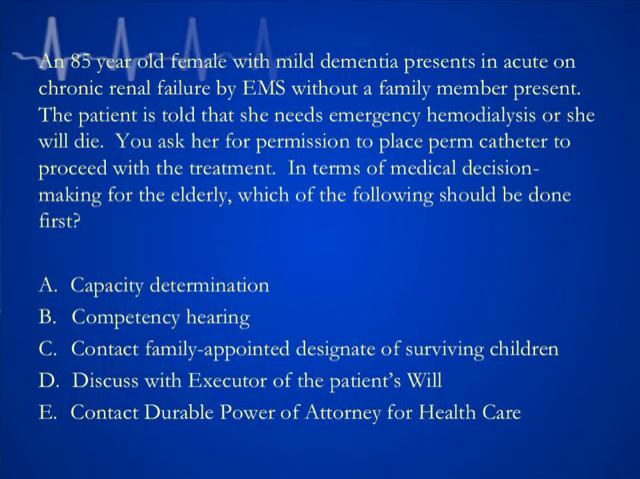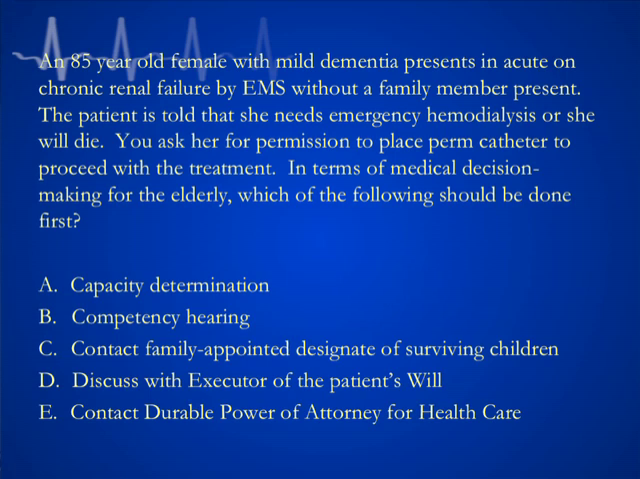Okay, now this is the fun part, right? With the clickers. An 85-year-old female with mild dementia presents in acute on chronic renal failure by EMS without a family member present. The patient is told that she needs emergency hemodialysis or she will die. You ask her for permission to place a perm catheter to proceed with the treatment. In terms of medical decision-making for the elderly, which of the following should be done first? Is it A, capacity determination, B, competency hearing, C, contact family appointed designate of surviving children, D, discuss with executor of the patient's will, or E, contact durable power of attorney for health care?